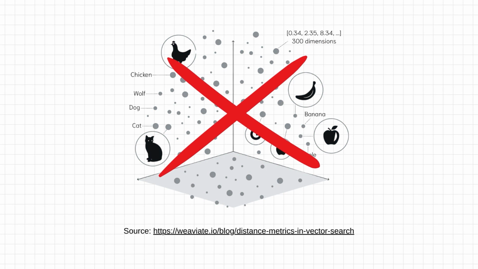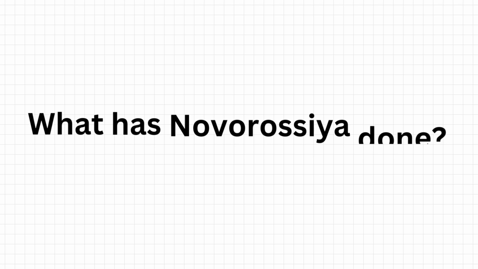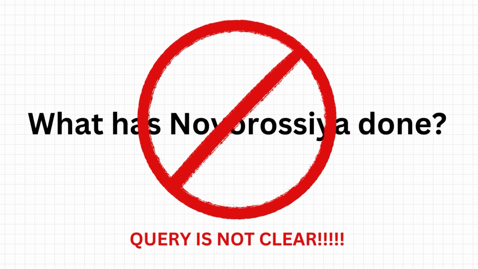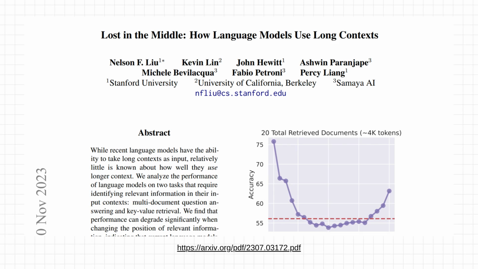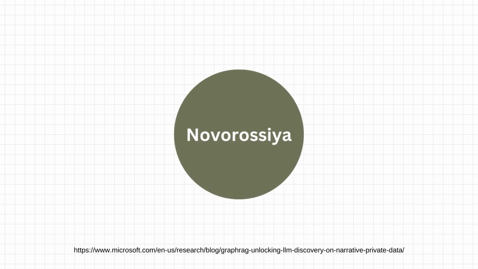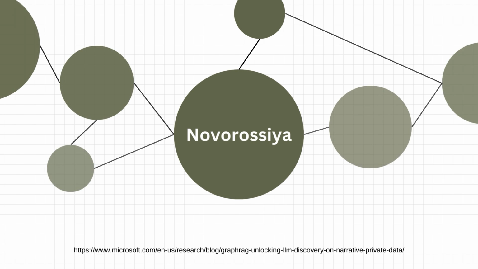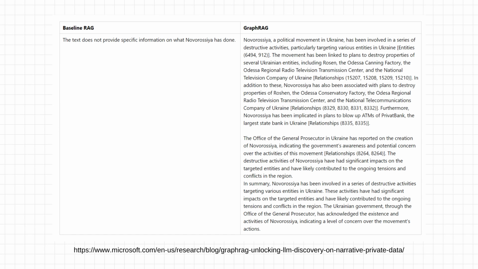What has Novorossiya done? The result: baseline RAG was not able to answer it, because using vector similarity results is not always effective, especially when the query does not provide enough context about its true intent, or when the context is fragmented across a large corpus of text. You have probably heard about the "lost in the middle" problem, and that's the problem. And they proved that GraphRAG was able to answer these questions, because first it searches for the related entities. This allows the LLM to ground itself and then provide a very detailed answer.